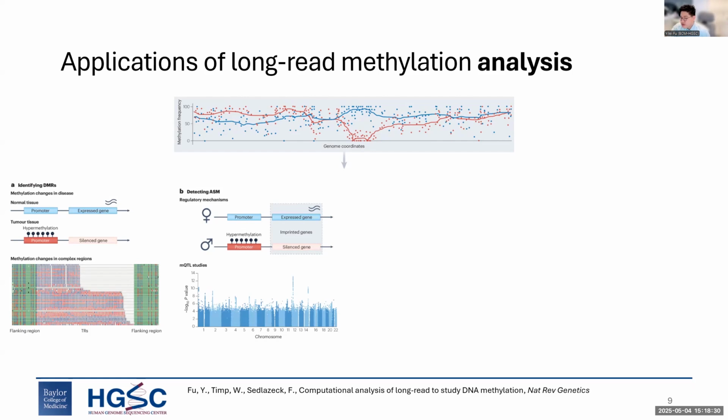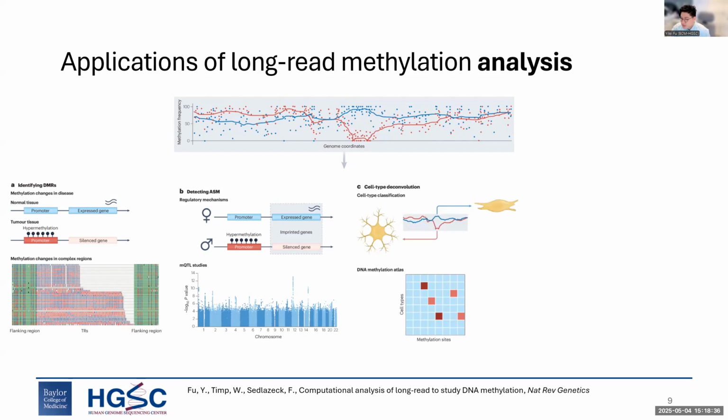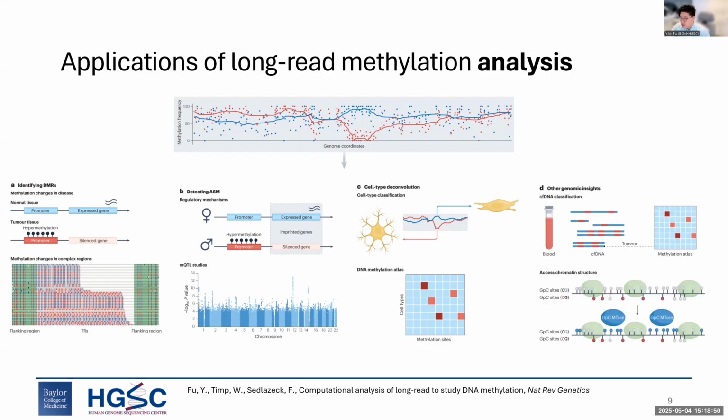So allele-specific methylation can also improve genome-scale methylation quantitative trait loci studies. And also, cell type deconvolution from a mixed DNA methylation signal across the tissues reveals the cell type composition and can inform DNA methylation atlases. Long-read methylation data can also provide other genomic insights, such as cell-free DNA that enables rapid classification and tumor cell abundance estimation in blood samples. And additionally, marking DNA in open chromatin with methyltransferase enables the detection of chromatin structures by examining methylation status.